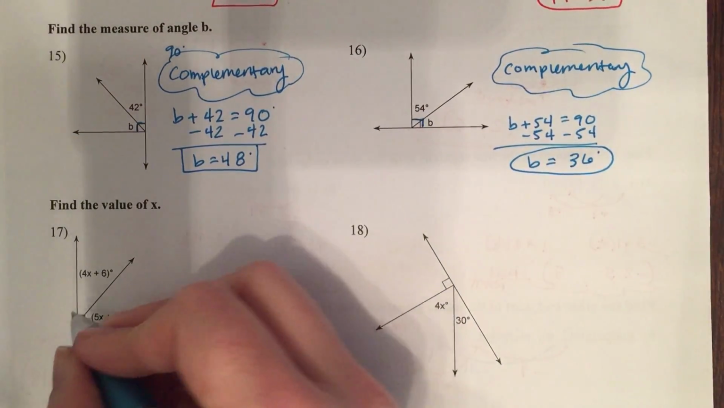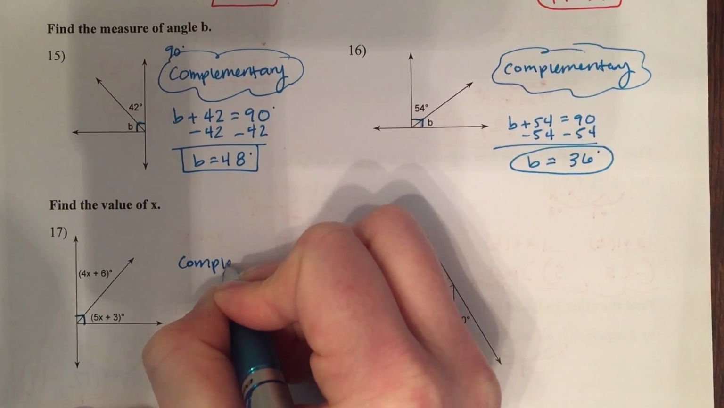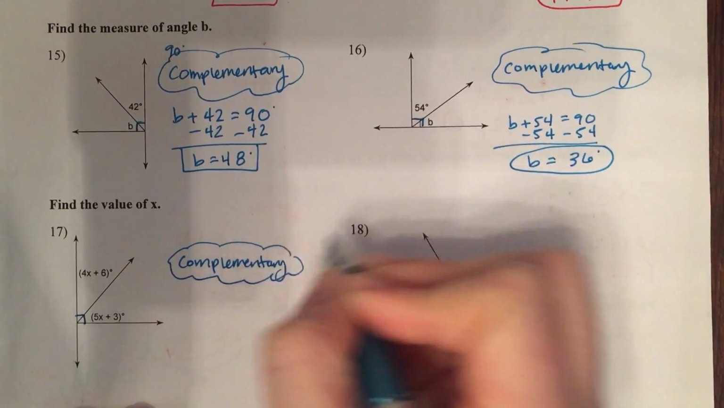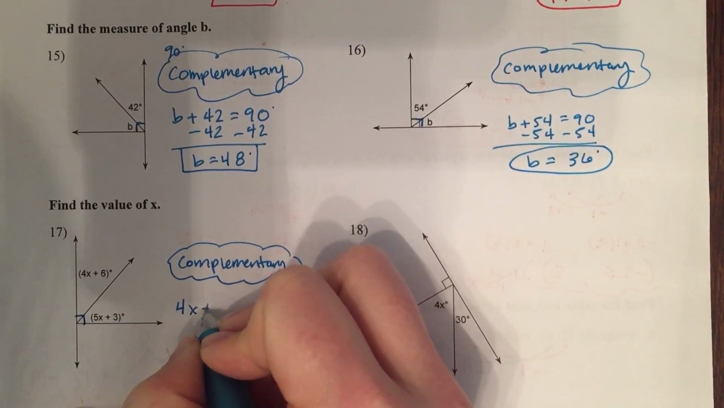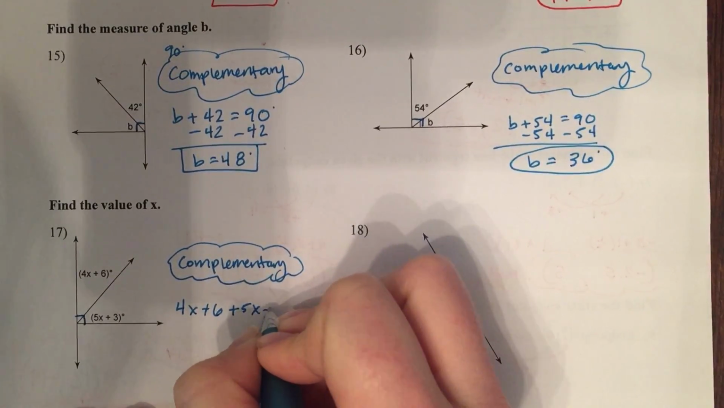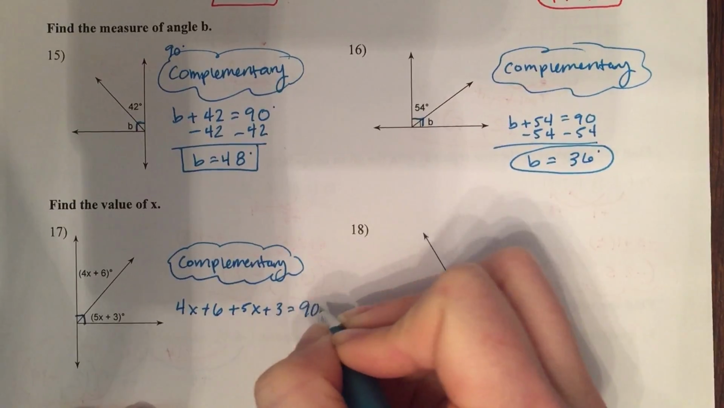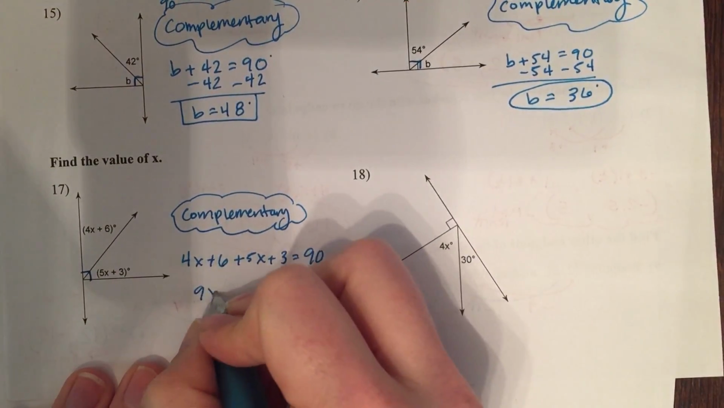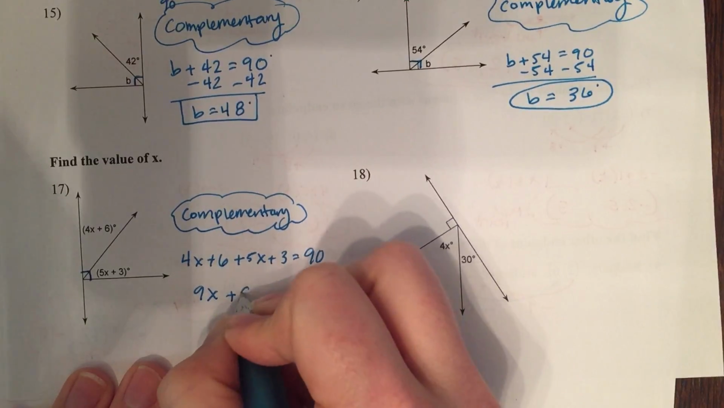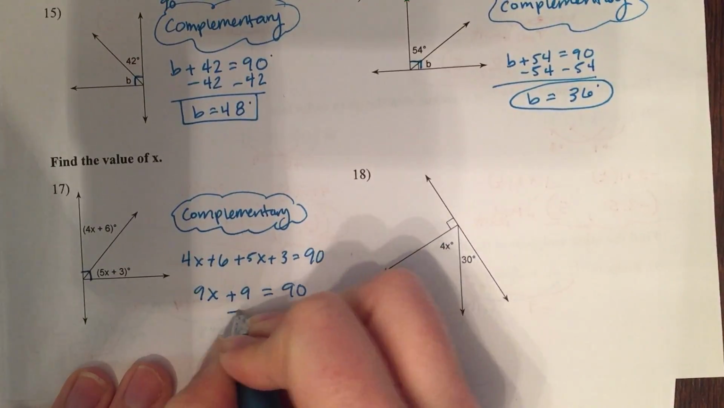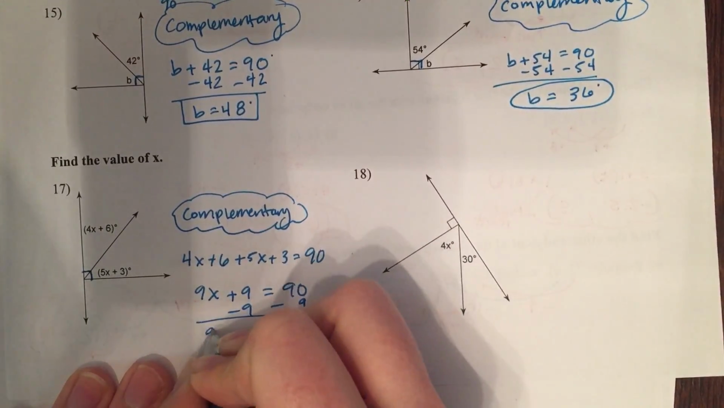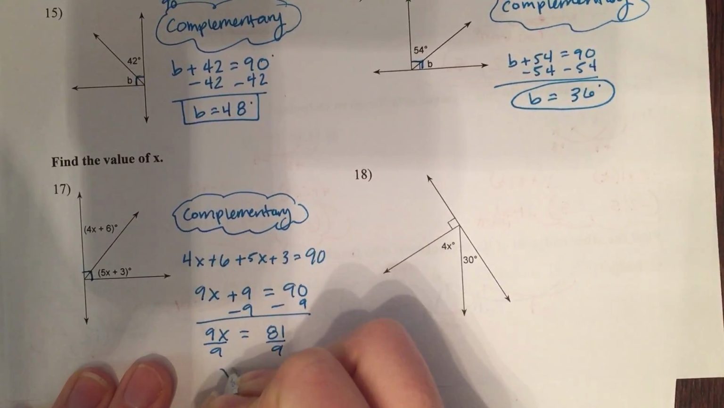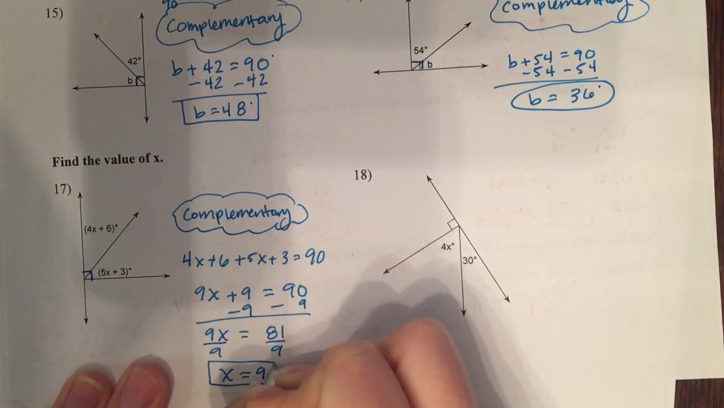I have the little box again. I label it as complementary. Now I solve it by saying 4x plus 6 plus 5x plus 3 equals 90 because of the little box. 4x and 5x make 9x. 9x plus 9 equals 90. Minus the 9. Divide. Wow, there are a lot of 9s in that problem.